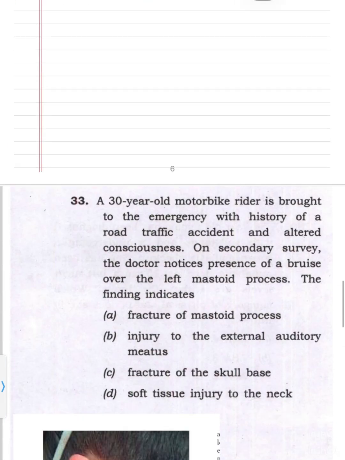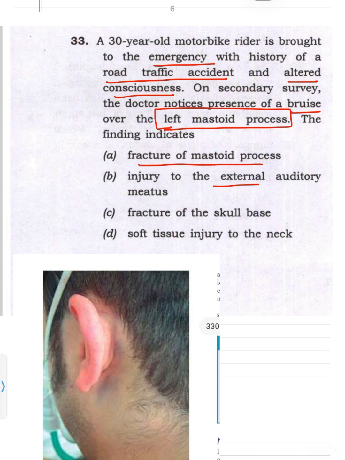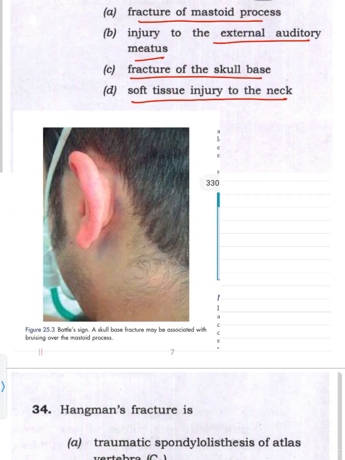Now coming to another question, question number 33. A 30-year-old motorbike rider is brought to the emergency with history of road traffic accident, RTA, and altered consciousness. On secondary survey, the doctor notices presence of a bruise over the left mastoid process. The finding indicates fracture of mastoid process, injury to external auditory meatus, fracture of the skull base, or soft tissue injury to the neck. This was asked from the figure of Bailey, in which it writes that there is a bruise over the mastoid area.